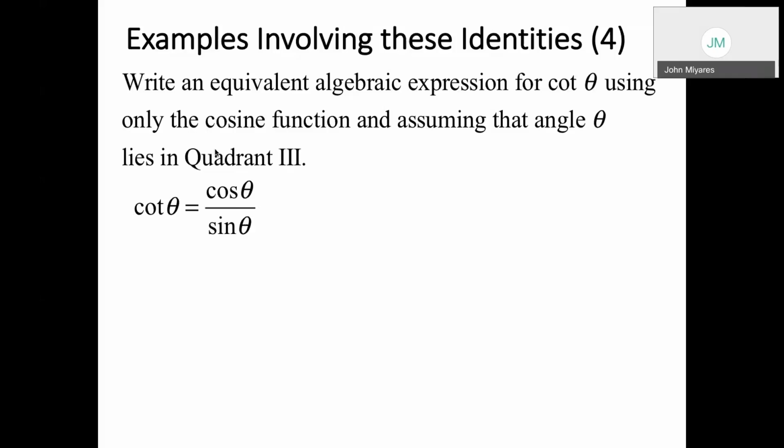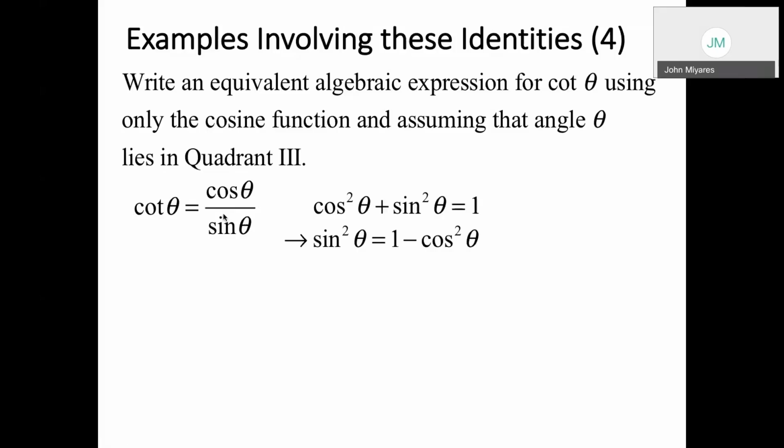Again, since we only want our final answer to contain cosines, we need to figure out a way to get rid of this sine in the denominator. To do so, we're going to go back to the Pythagorean identity cosine squared theta plus sine squared theta equals 1. This time, we're going to rearrange it to isolate the sine of theta. So we're going to get sine squared of theta equals 1 minus the cosine squared of theta.